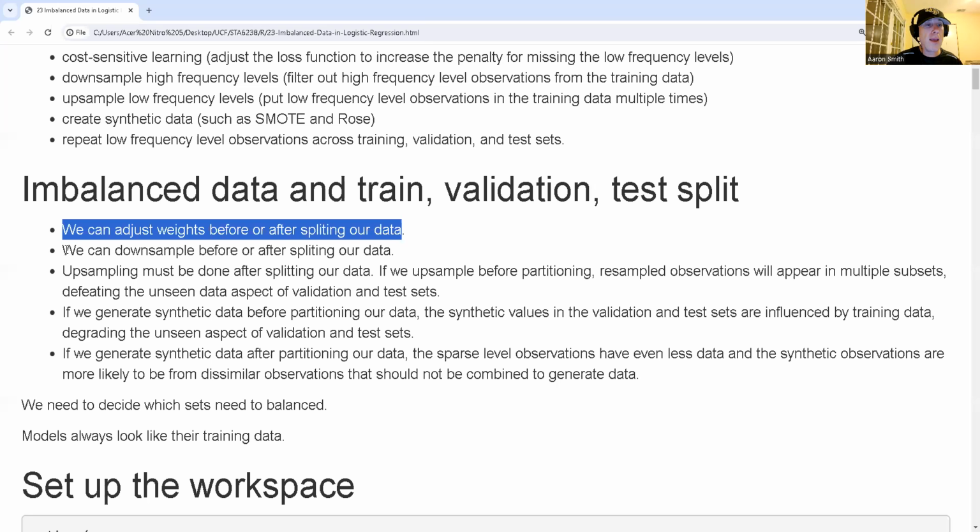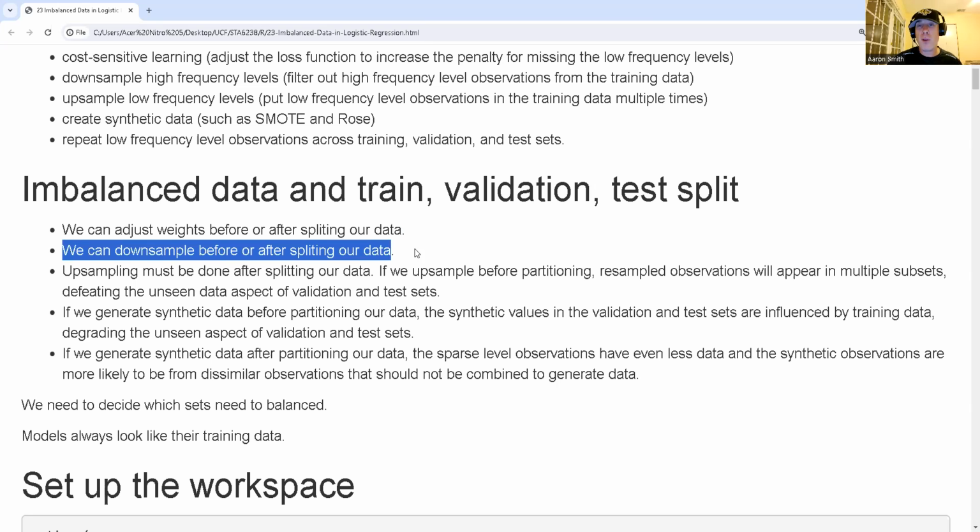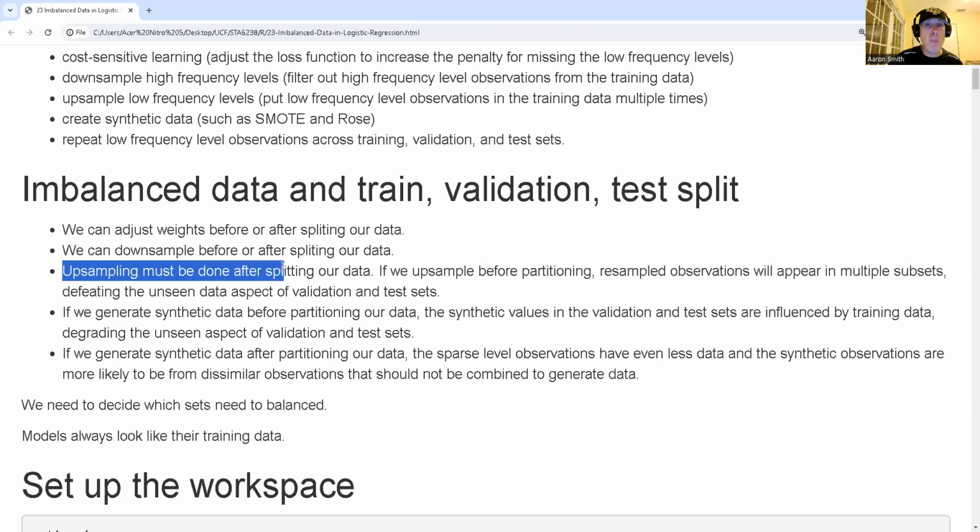Now, downsampling, I can downsample before or after splitting the data. I prefer to downsample before I split my data, but it would be reasonable to do either way. Upsampling, now this one must be done after we split our data.